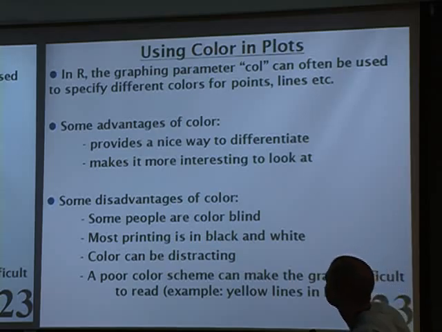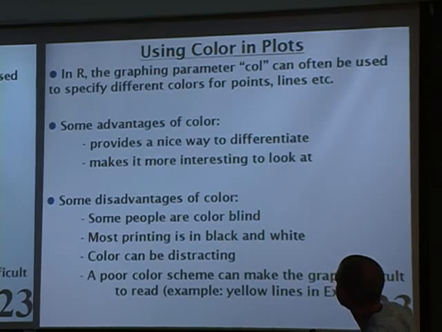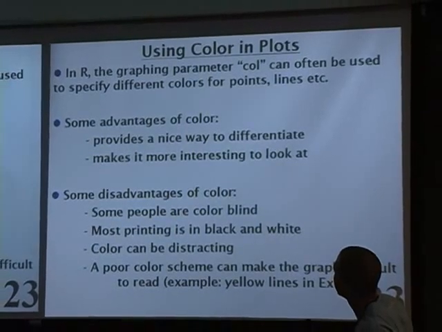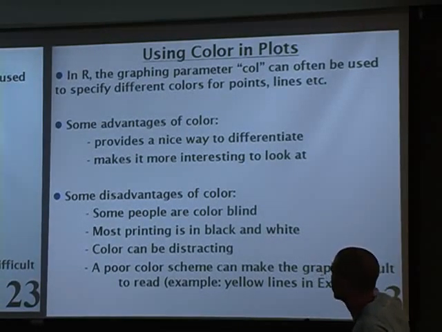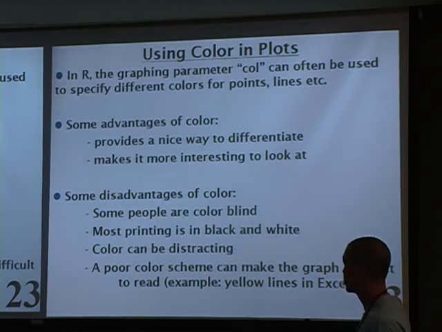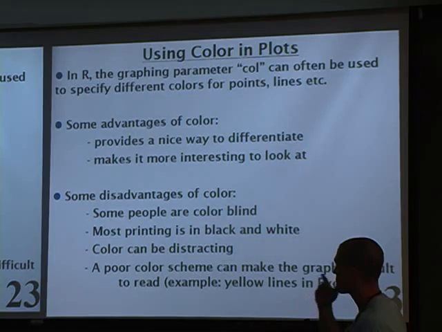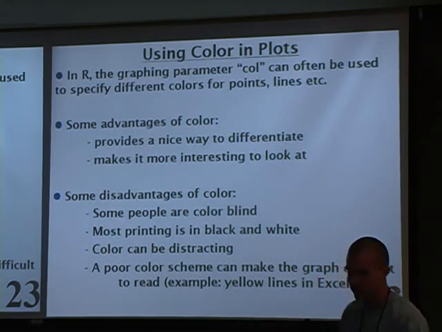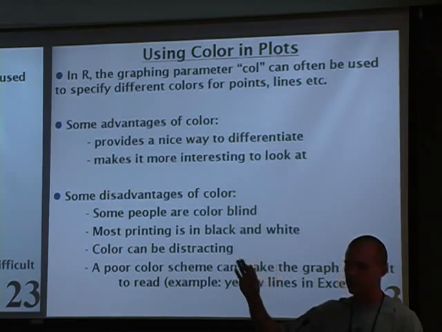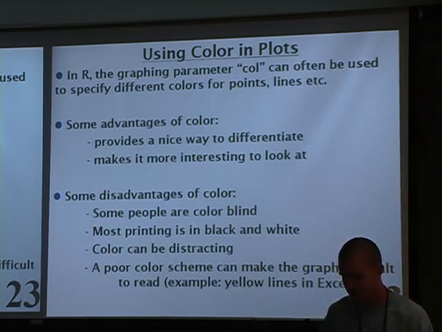Okay, so some advantages and disadvantages of color. It's a nice way to differentiate and makes things more interesting to look at. Disadvantages: some people are colorblind. When you print things out, if you're writing a report or a journal article, it's usually going to be printed in black and white, and color can be distracting and take away from what you're really trying to show. And then poor color schemes. Excel has this default yellow that you only have to get into 5 or 6 groups before it starts making things in yellow. If you make dashboards and you want a new color for every group, there are only so many colors that can actually be differentiated, and you wind up saying, this is the blue line and this is the greenish blue line, and it gets hard to look at. So there can be some disadvantages to using color.